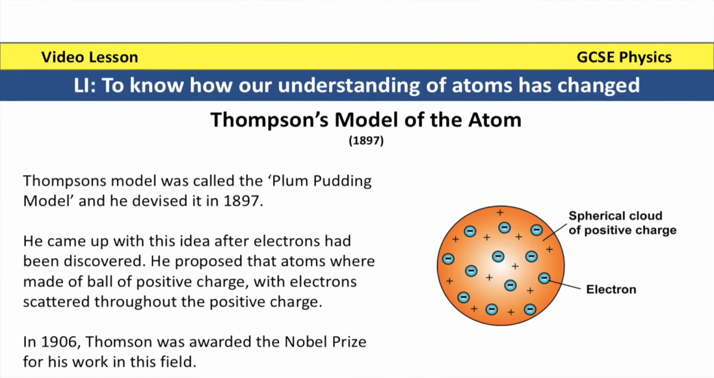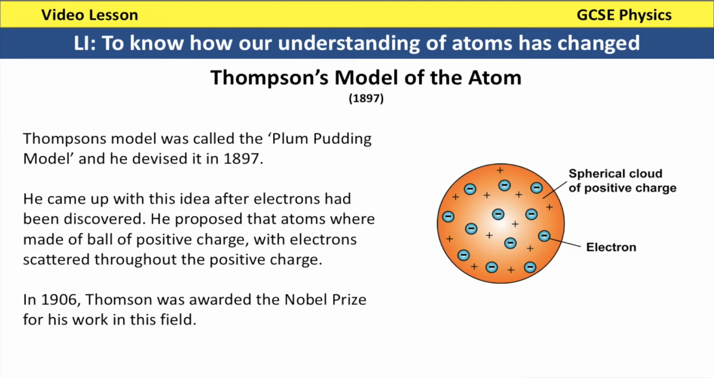If we fast forward 97 years, we come to Thomson's model of the atom, which was called the plum pudding model. He came up with this idea after electrons had been discovered. He proposed that atoms were made of a ball of positive charge with electrons scattered throughout the positive charge, in essence a little bit like a plum pudding. You can see the diagram there that shows the orange as being the spherical cloud of positive charge, and then we've got the electrons scattered throughout them. In 1906, Thomson was actually awarded the Nobel Prize for his work in this field.